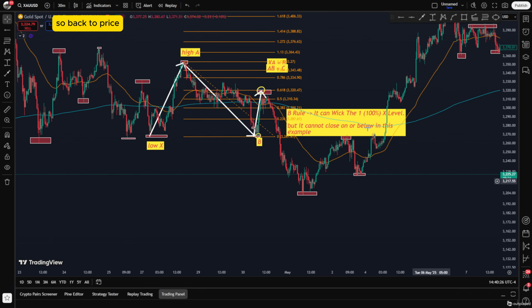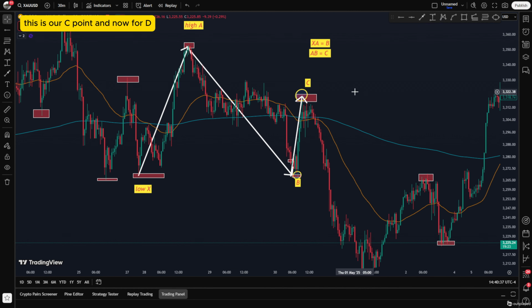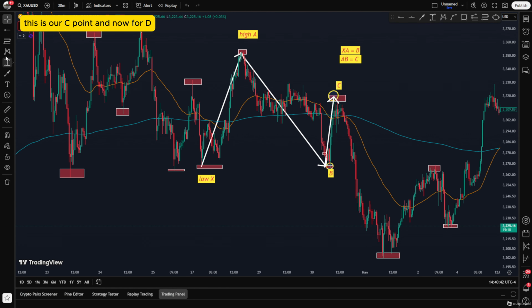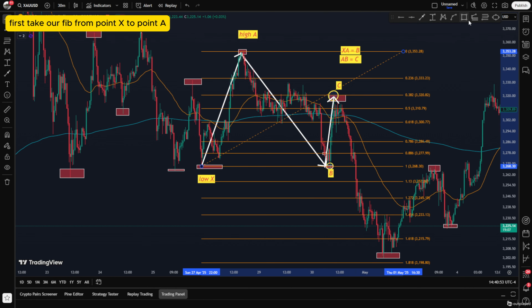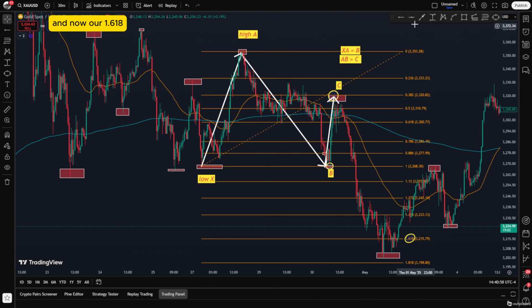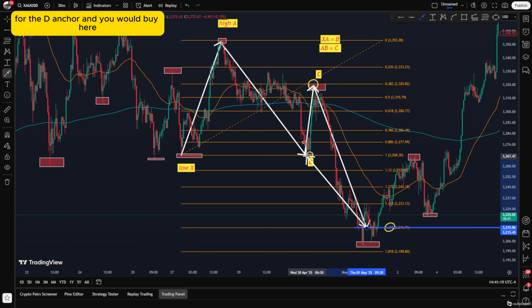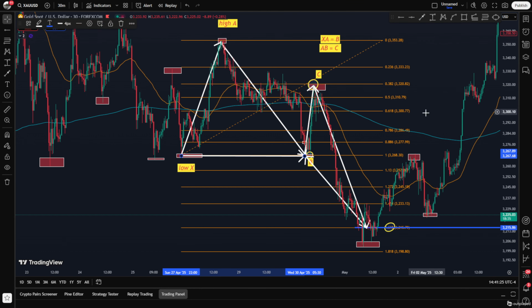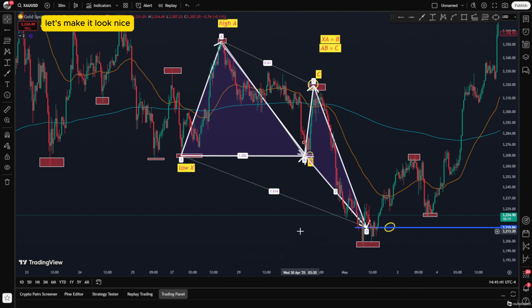So back to price. Back to the pattern we're building. This is our C point. And now for D. First, take our fib from point X to point A, and now our 1.618 Fibonacci level would be our entry point for the D anchor, and you would buy here. Let's draw it out using our XABCD pattern tool. Let's make it look nice.